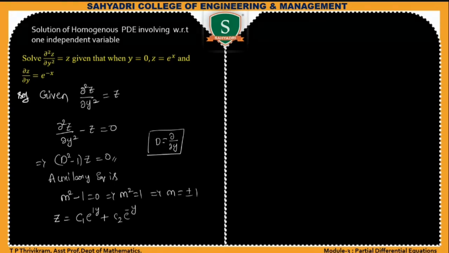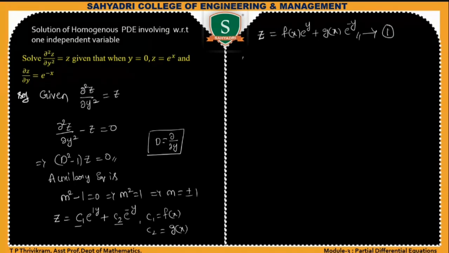Okay, but here we are using partial derivatives. So instead of C1 and C2, we'll get functions of x. Therefore z is equal to f of x, replacing C1, and g of x, replacing C2. So f of x into e power y plus g of x into e power minus y. Now make use of the conditions in this one and solve it. Take it as equation 1. Use the condition.